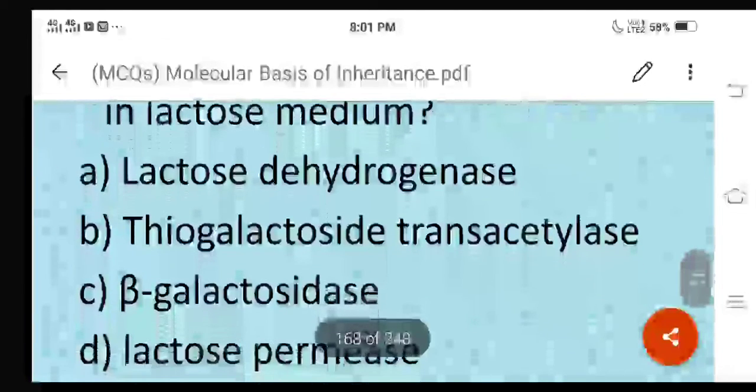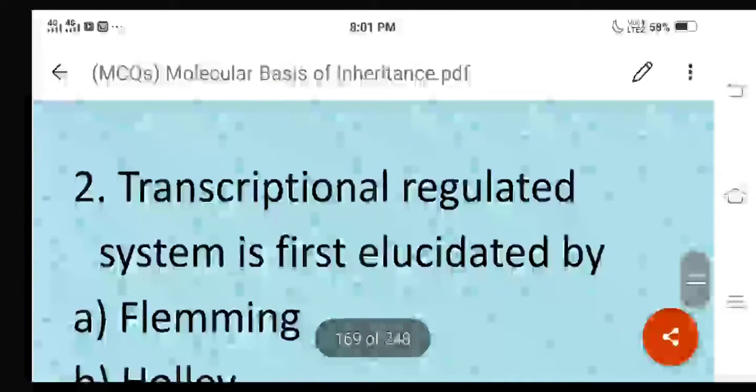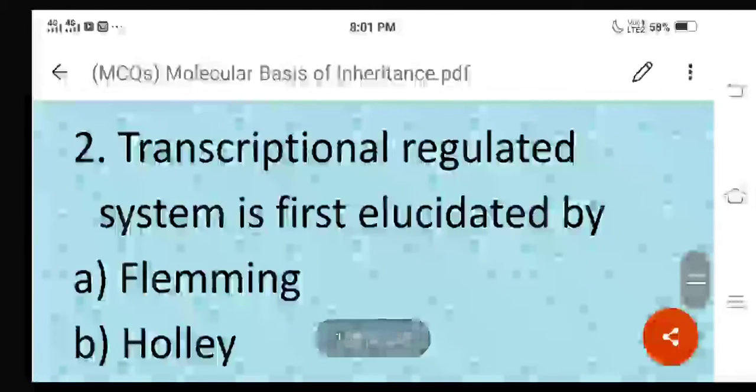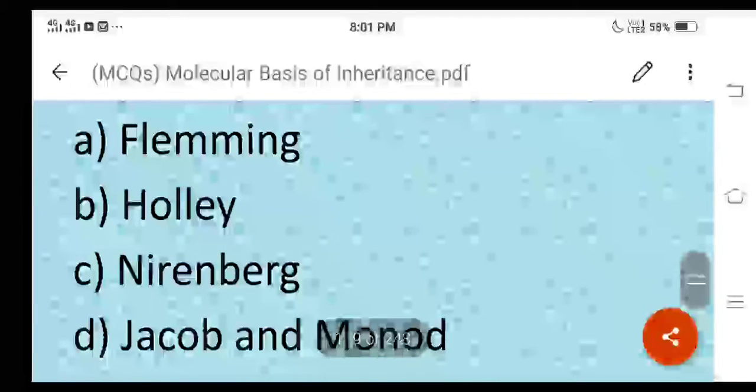Then let us move on to the next question. Transcriptional regulated system is first elucidated by Fleming, Holly, Nirenberg, and Jacob and Monod.